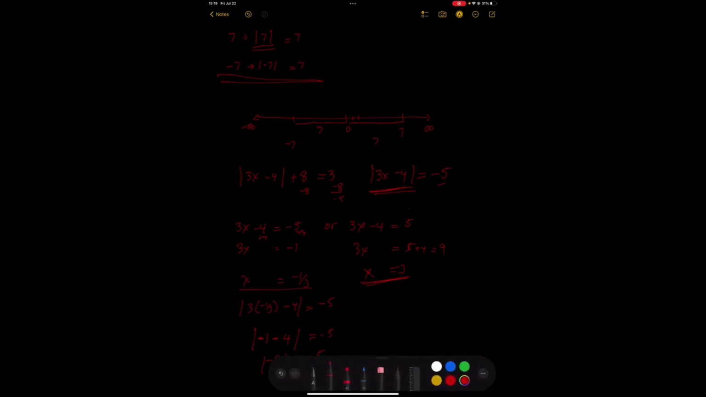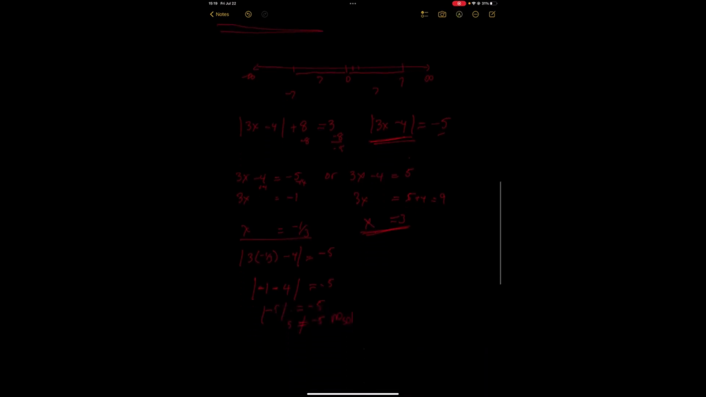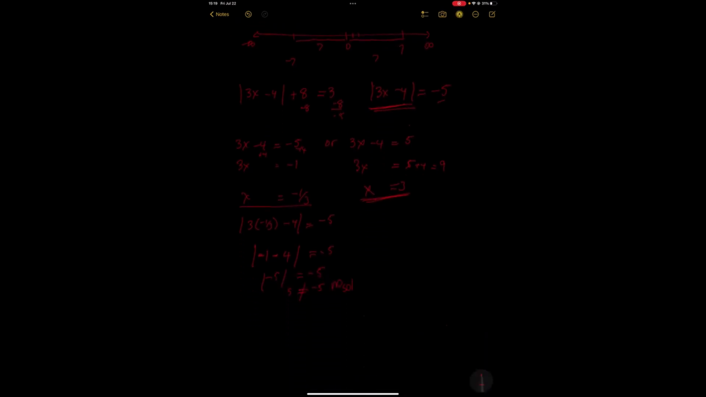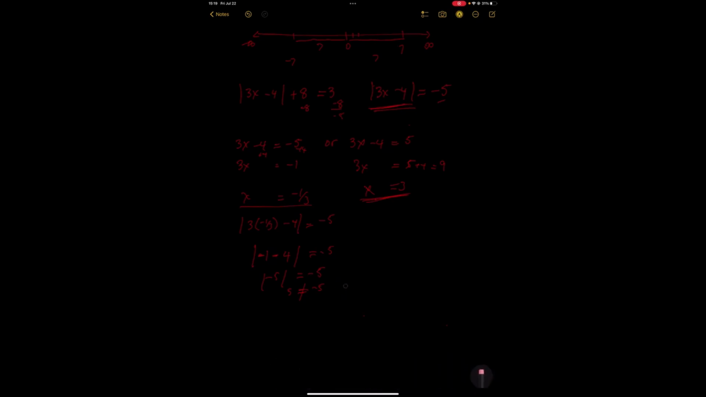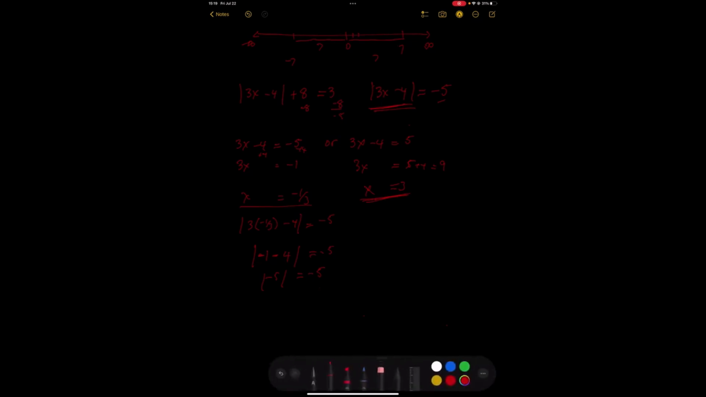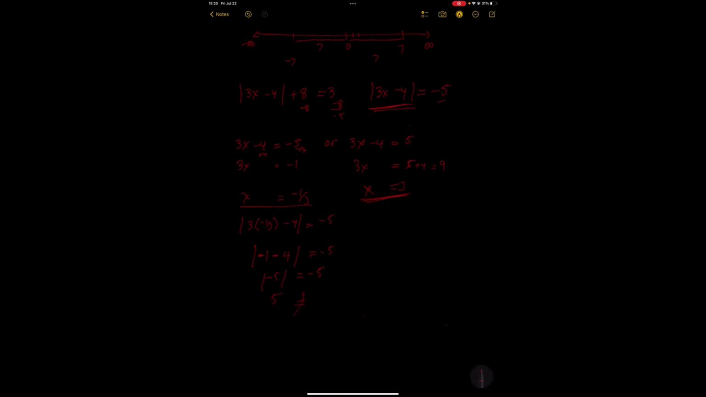That's the thing about absolute value. You need to check your answer. Don't just settle for the answer you get when you get x. Check to see if it actually works. Absolute value of negative 5 is equal to 5, and 5 does not equal negative 5. So that's a no solution.